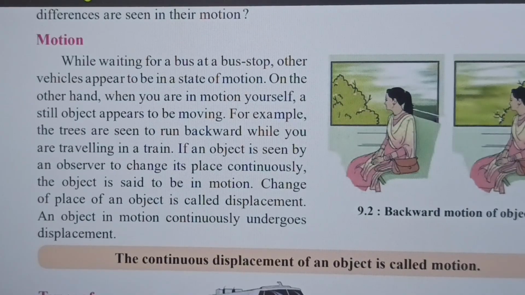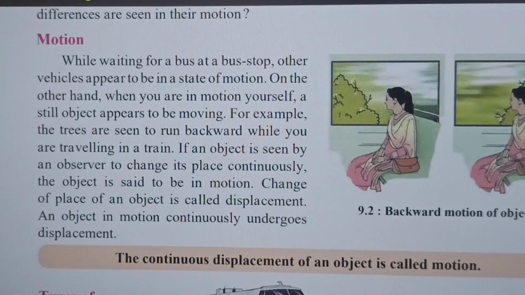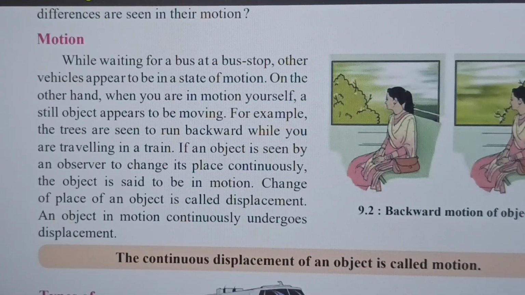So if an object is seen by an observer to change its place continuously, the object is said to be in motion. Change of place of an object is called displacement. What is happening? The place of the object is displacing, which means it is moving. It is going away and away, changing its place. This is called displacement. An object in motion continuously undergoes displacement.